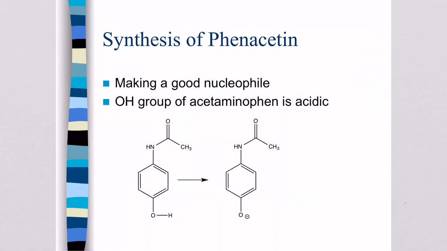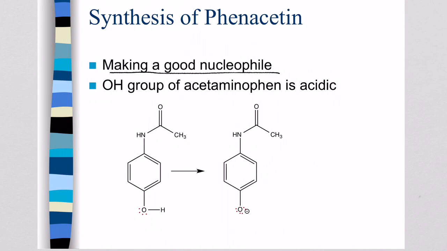Okay, back to what we're actually doing. First thing we're going to need to do this reaction is we need to have a good nucleophile. And recall that a negatively charged nucleophile is a better nucleophile. And so what we can do is we can take advantage of the fact that the OH group in acetaminophen is more acidic than the OH group in other alcohols, like, for example, methanol would be an example of that. And so it's easier to deprotonate or break this OH bond in order to form this negatively charged oxygen.